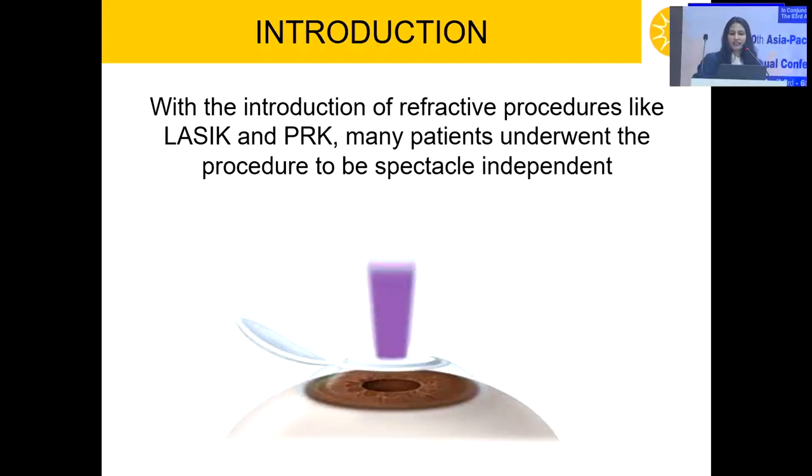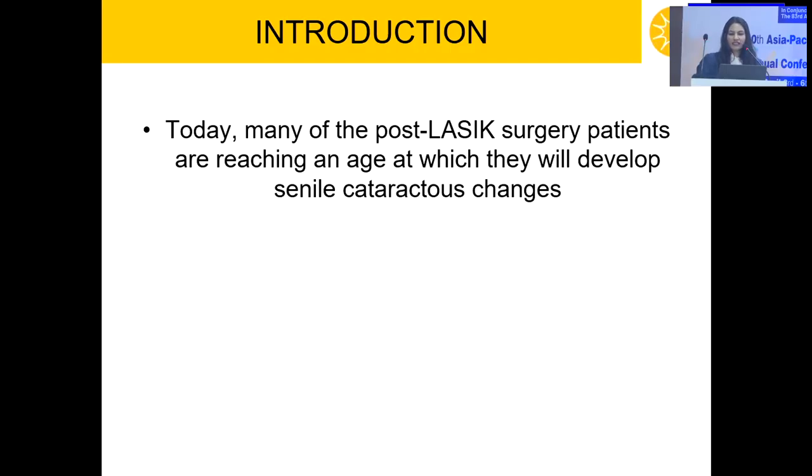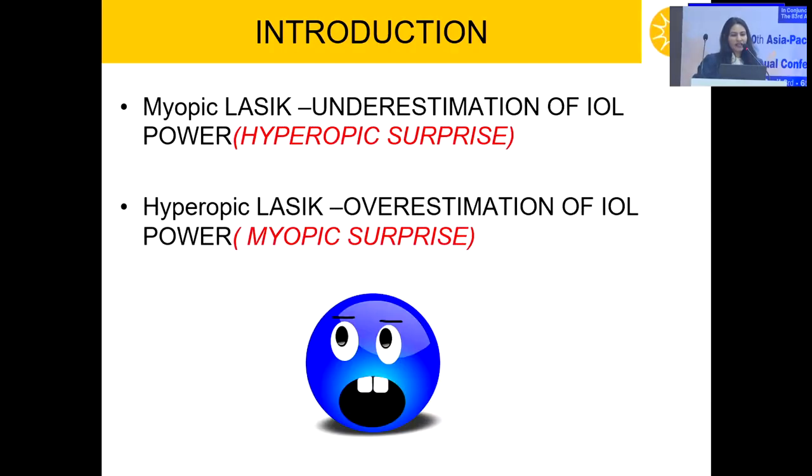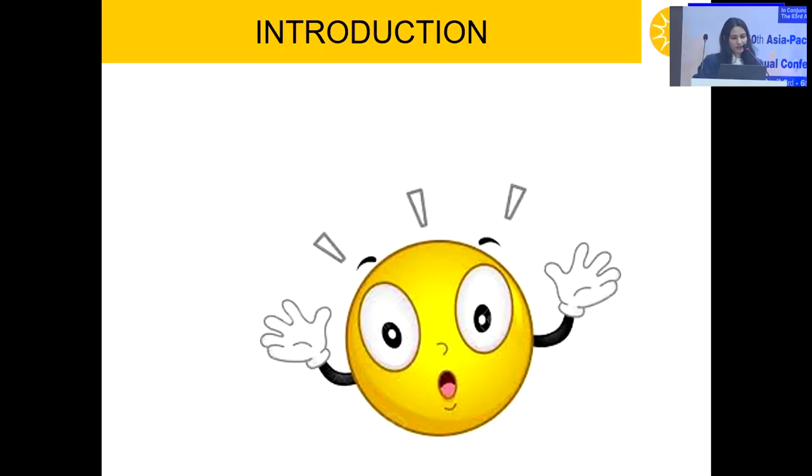With the introduction of refractive procedures like LASIK and PRK, many patients underwent the procedure to be spectacle independent. Today, many of the post-LASIK patients are reaching an age at which they will develop senile cataractous changes. IOL power calculation in post-myopic LASIK patients using standard formulae like SRK/T, Hoffer Q, Holladay frequently results in undercorrection and thus a hyperopic surprise in myopic LASIK patients and a myopic surprise in hyperopic LASIK patients.